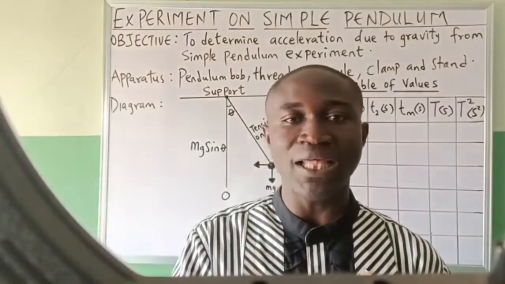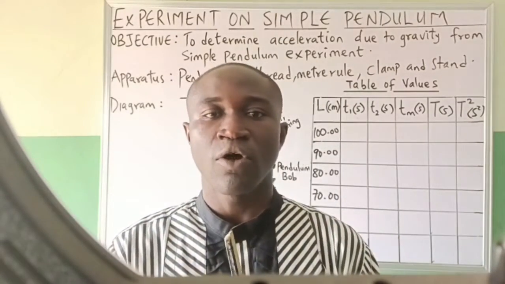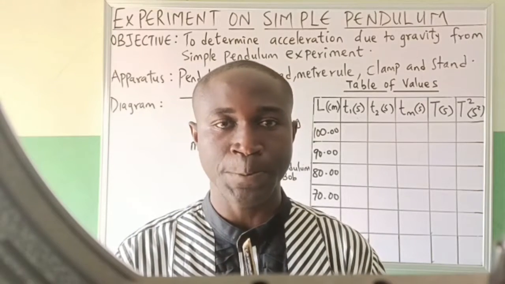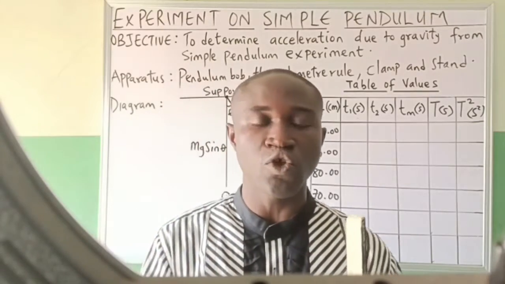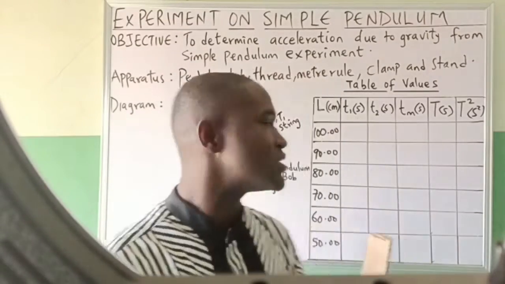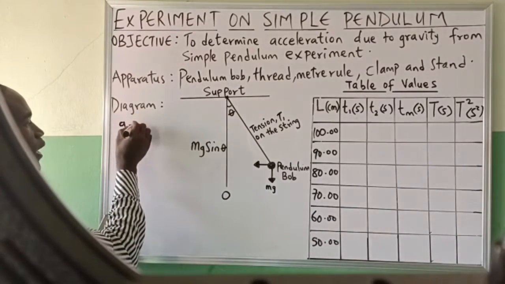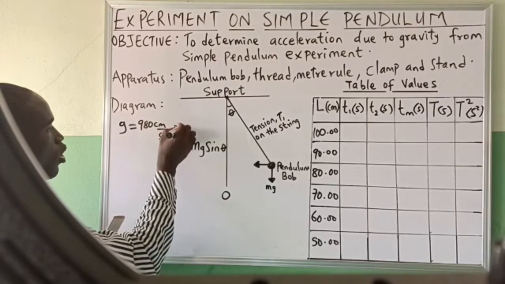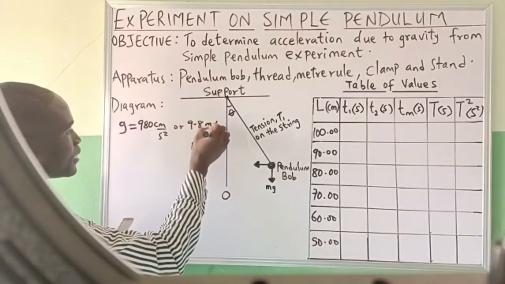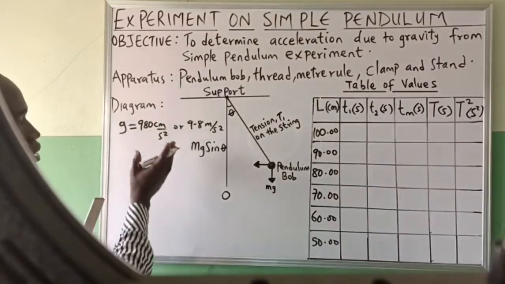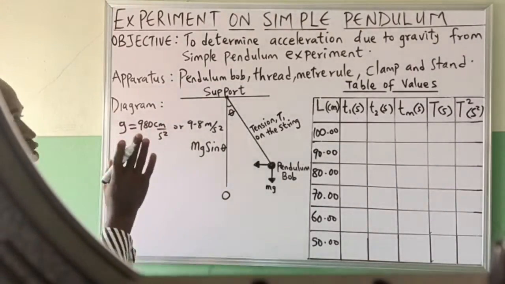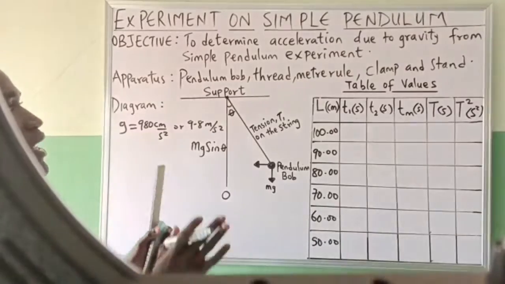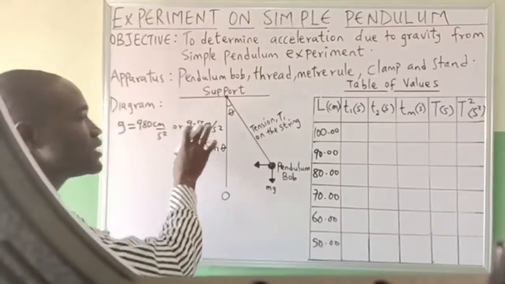It is important to note that one of the objectives of this experiment is to determine acceleration due to gravity. That acceleration due to gravity, you know in your elementary school that it is denoted as g equals either 980 centimeter per second square or 9.8 meter per second square. This is the value of acceleration due to gravity in centimeter per second square or in meter per second square. So the essence of this experiment is to determine this.